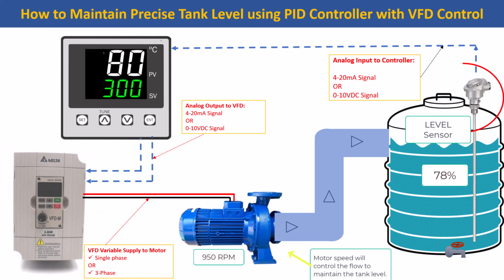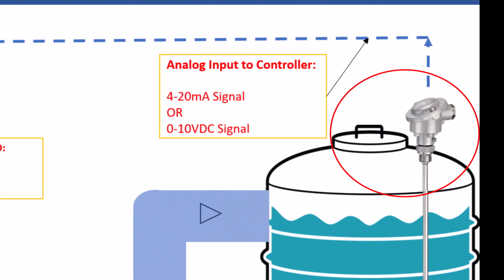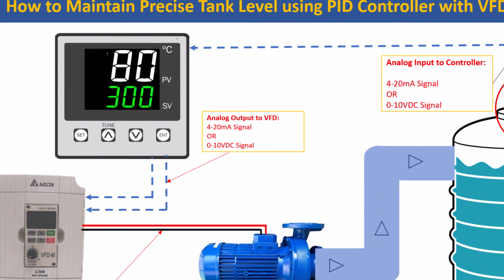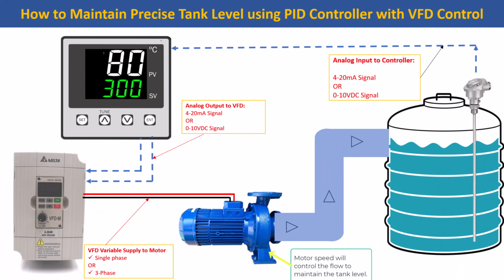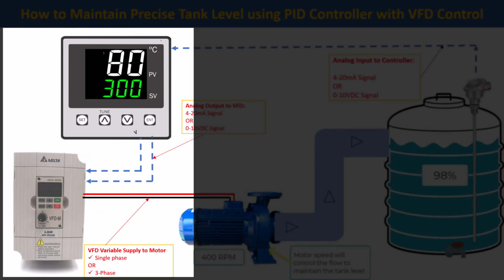The level sensor installed in the tank continuously measures the liquid level and sends an analog signal, just as I explained earlier, either 4 to 20 milliamps or 0 to 10 volts, to the PID controller. This signal represents the actual tank level, also called the process variable, or PV. Next, the PID controller compares this process value with the set value, as you saw previously, the target level you want to maintain. If there's any difference, the controller sends an analog output signal to the VFD, either 4 to 20 milliamps or 0 to 10 volts, to adjust the pump speed.